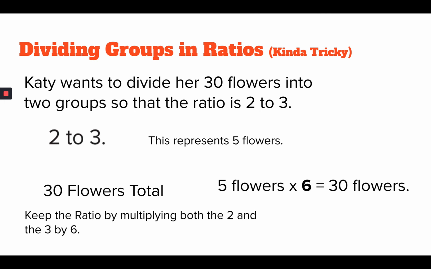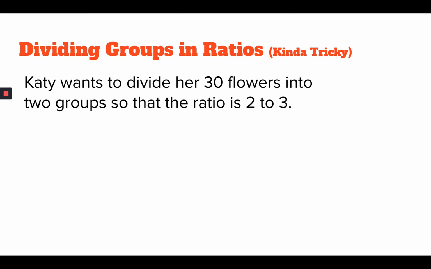So I keep that 2 to 3 ratio by multiplying both the top and the bottom by 6. And it's going to give me a final answer. 2 times 6 is 12, and 3 times 6 is 18. It's going to give me 12 to 18 as my final ratio.